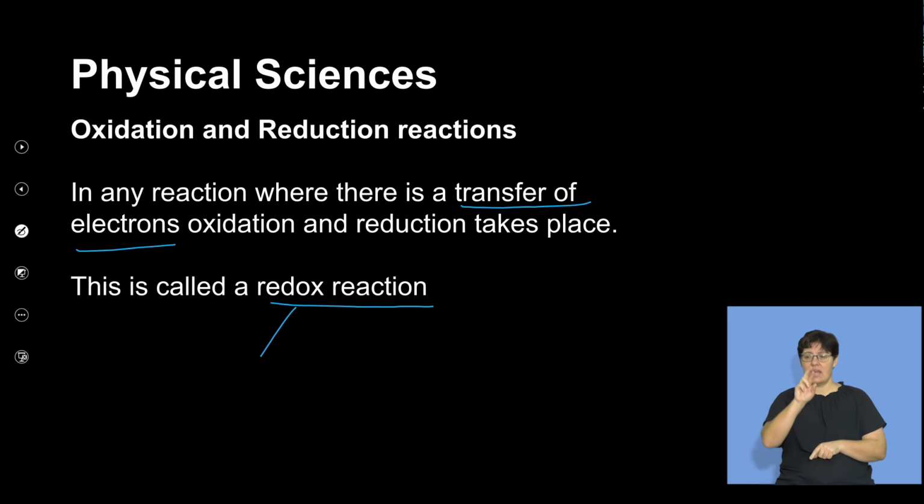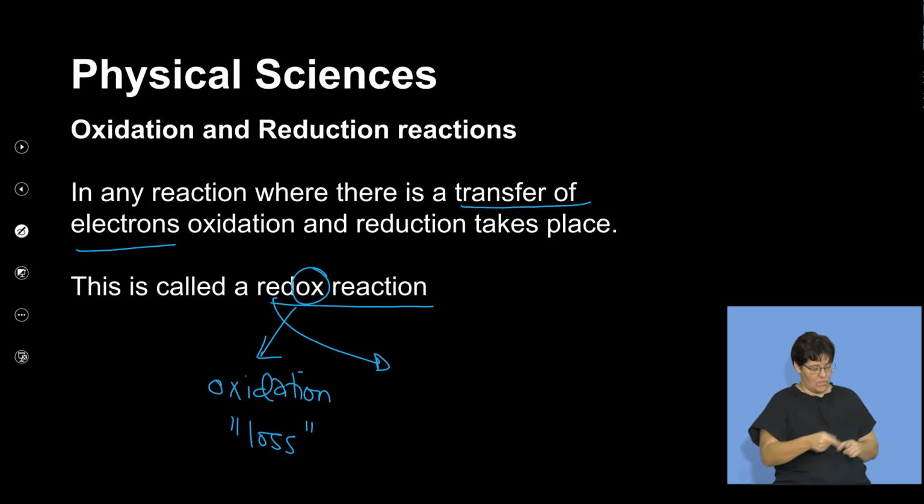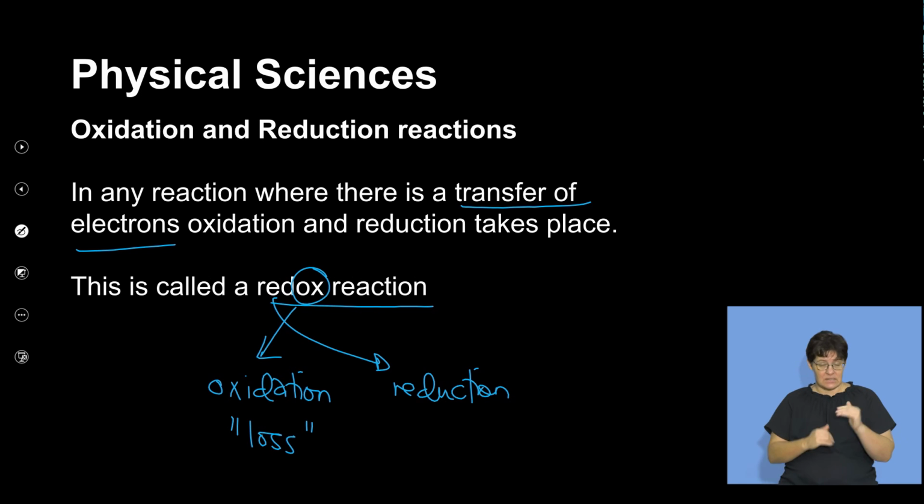So redox actually consists of that part, which is oxidation, which has to do with the loss of electrons. And then it also has to do with the reduction. So reduction and oxidation is what gives us a redox. This one has to do with the gain, right? That's the main idea.